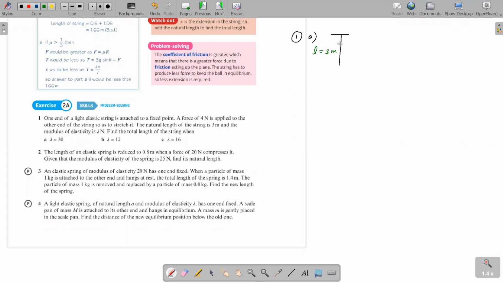So natural length is how it is when it is normally there. Naturally, it is 3 meters in length. Okay, what are we doing now? We apply a force of 4 newtons to the end of the string.